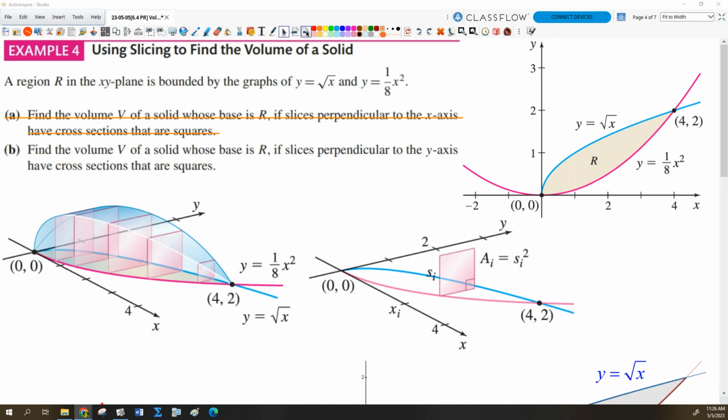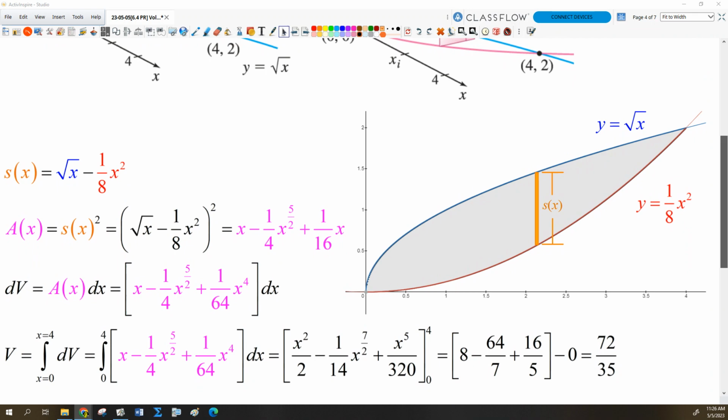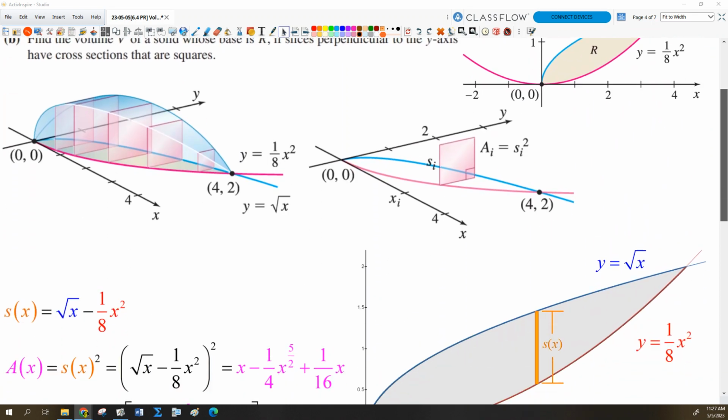So let's take region R. So what is region R? Region R is in the xy plane, it's bounded by the graphs of y equals the square root of x and y equals 1/8 x squared. Okay, so it's that region that's bounded by those two curves. And we're going to cut this thing. Well, okay, so we're going to try this time cutting it parallel to the y-axis, right? So if we're going to cut this thing parallel to the y-axis, here's the x-axis. What the heck am I doing here?